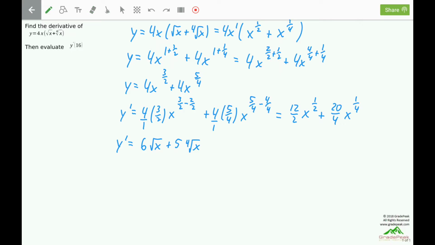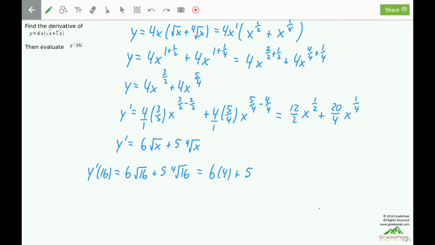The next thing is to evaluate y prime of 16. Y prime of 16 means to plug a 16 in for each of the x's. So 6 times the square root of 16 plus 5 times the fourth root of 16. The square root of 16 is 4.